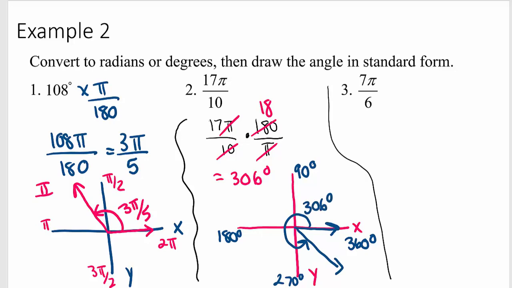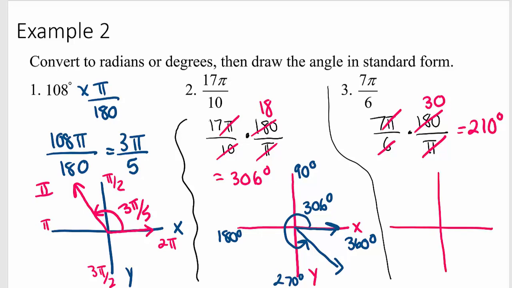The last question, 7 pi over 6. So I start by writing the initial question. I know that I need to cancel out that pi, and in order to do that, I need a pi in my denominator. So that's how I remember I'm going to multiply this by 180 over pi. Cancel the pi's and simplify what's left over. 6 goes into 180 30 times, and then when I multiply 7 times 30, we get 210.